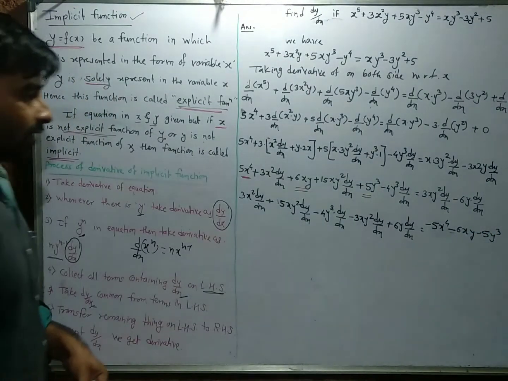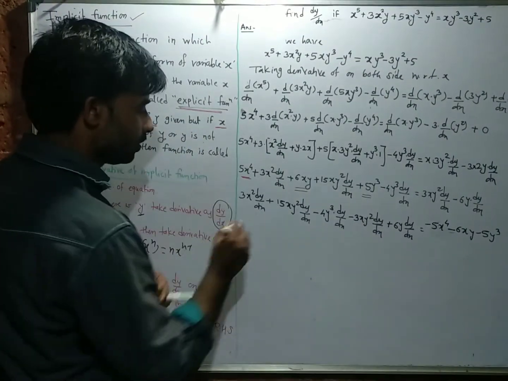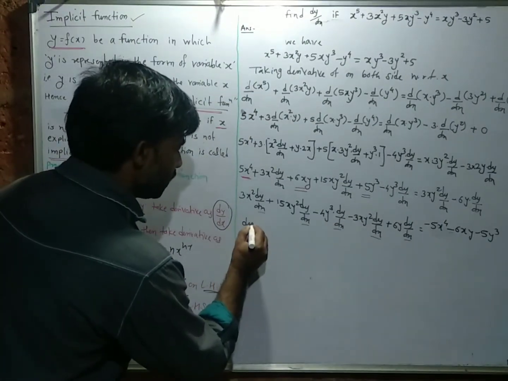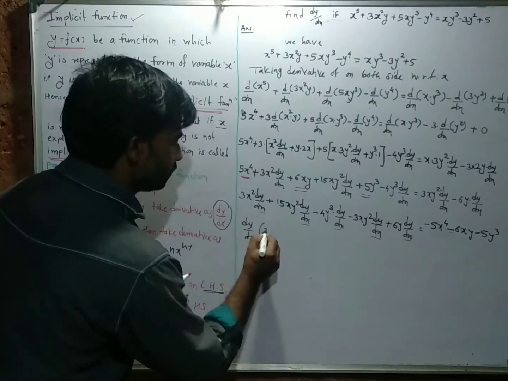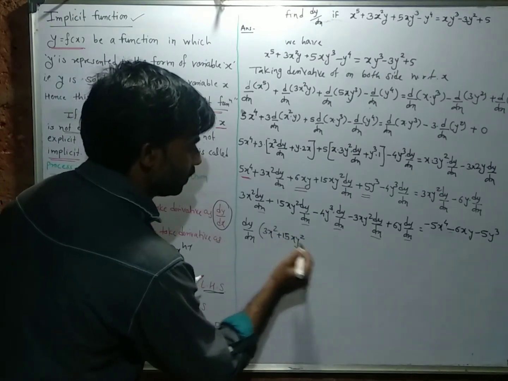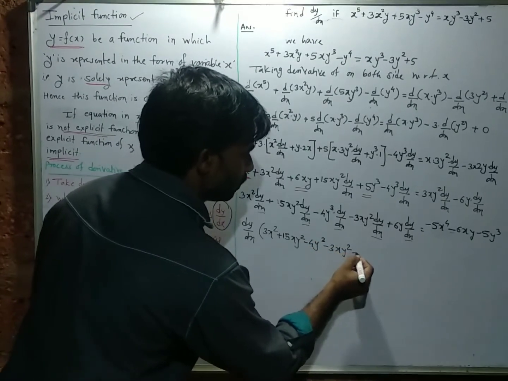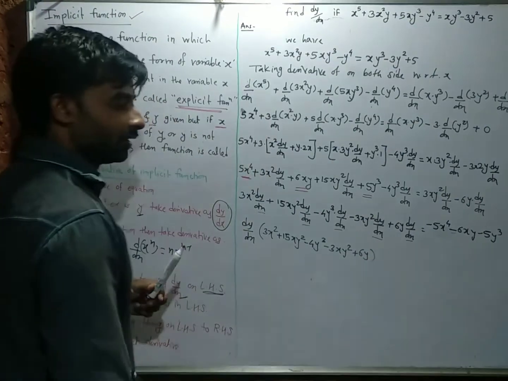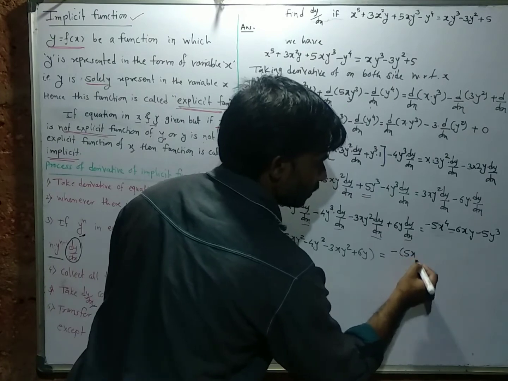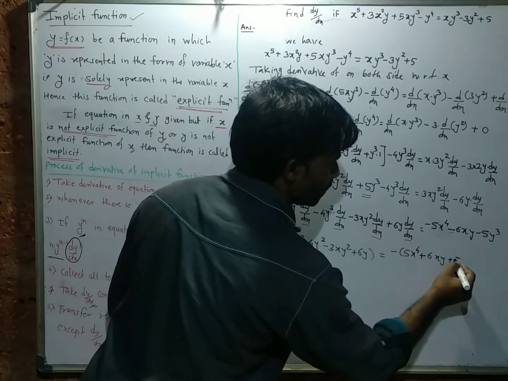And right now we have to take dy by dx as common from each term present on the left hand side, and therefore you will get dy by dx, and inside the bracket 3x square plus 15xy square minus 4y cube minus 3xy square plus 6y. On the right side, taking the minus out, you will get minus inside the bracket 5x raised to 4 plus 6xy plus 5y cube.